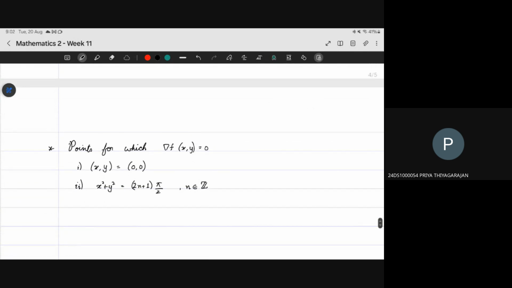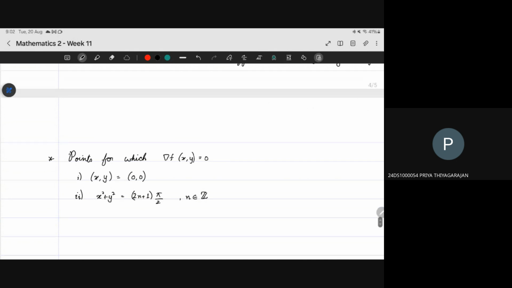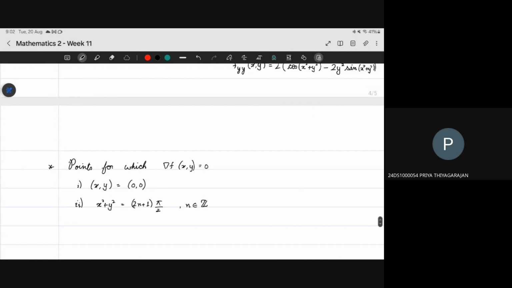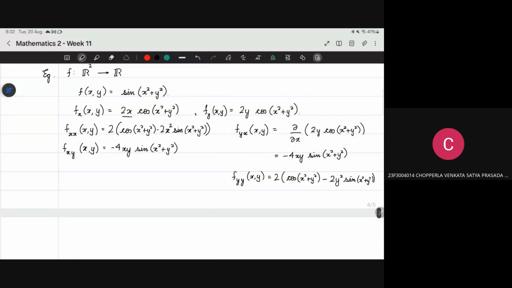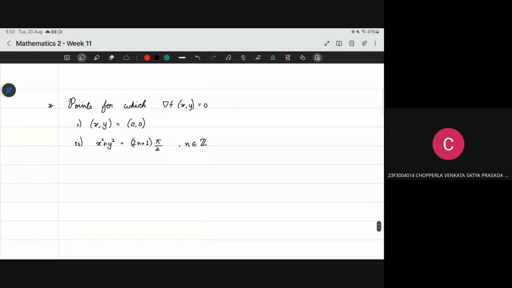Does everyone understand why these are the critical points? Or should I explain it again? Yes. Yes or no? Yes, sir. Is this clear? Okay, cool. I want either cos of x squared plus y squared to be 0 or the coefficients to be 0. So these are the critical points.